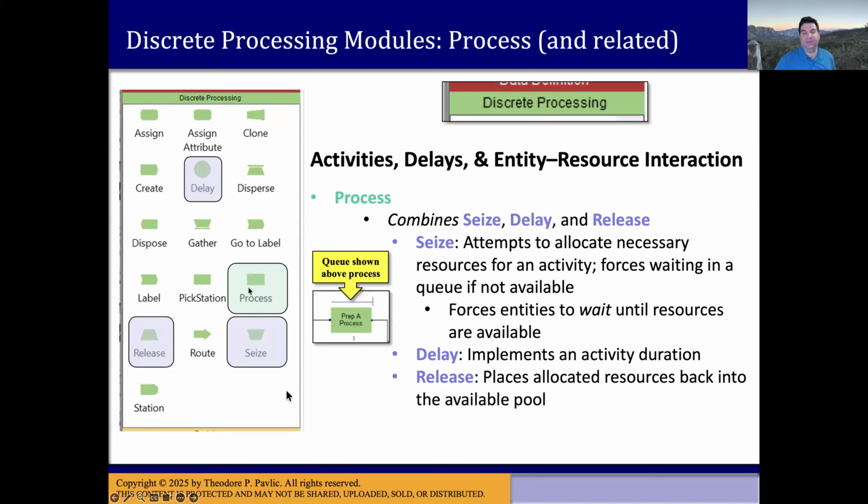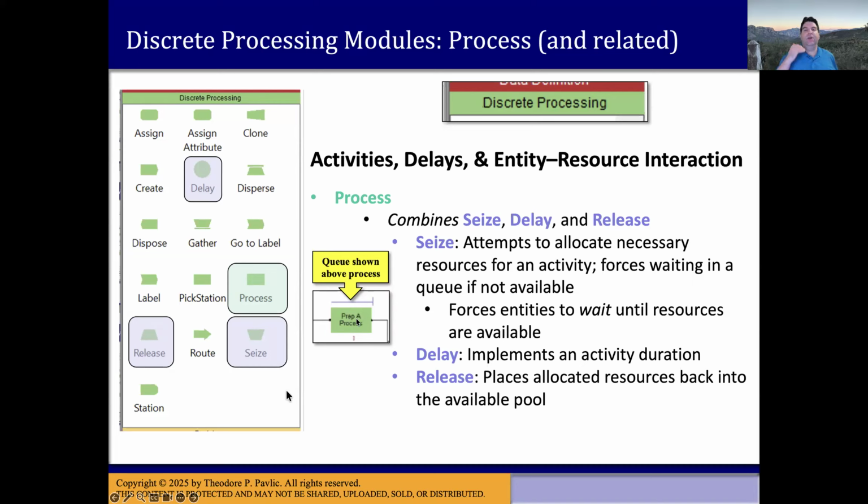Now, by default, a process block just does a delay. It doesn't seize any resources. So by default, a process block does not have this bar across the top of it. It only has this bar across the top of it if it has been configured to do a seize.